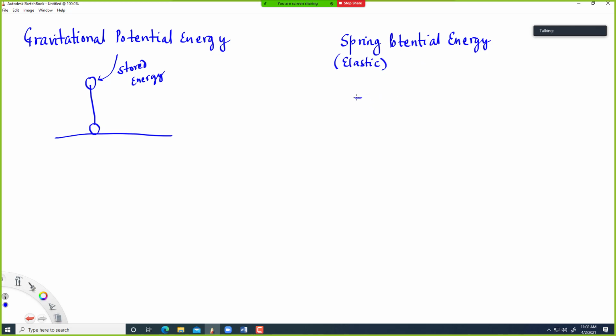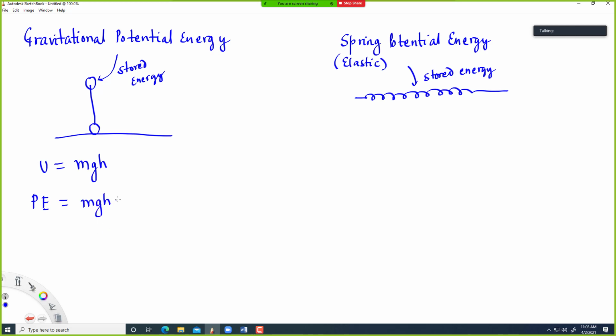Okay. And the energy in this case is given by this formula mgh, because it depends on the height, how high you raise the object. So this gravitational potential energy is mass times acceleration due to gravity times h. It is denoted by letter U. Okay, potential energy is denoted by U, or sometimes you will also see PE for potential energy. So mgh, where h is the height of the object.